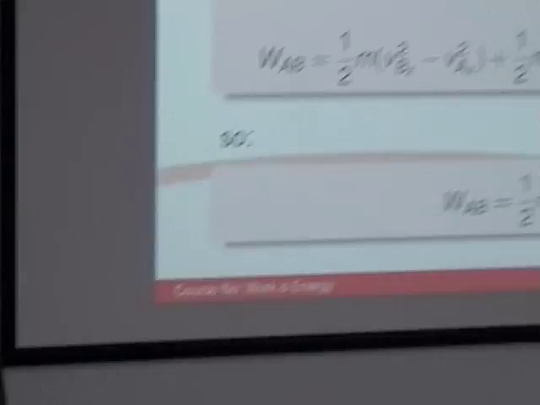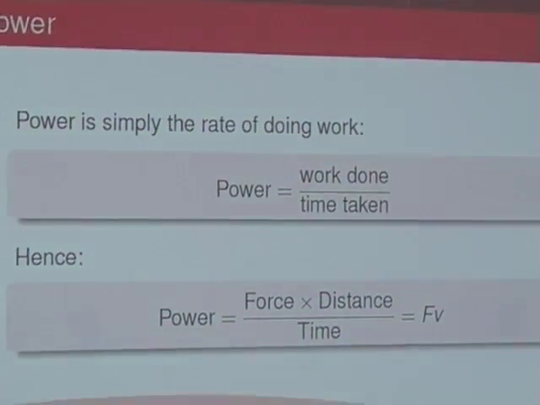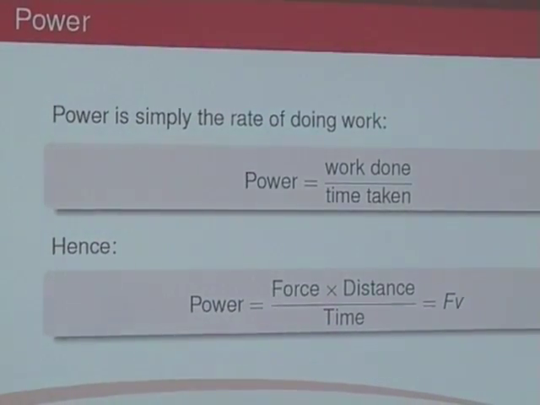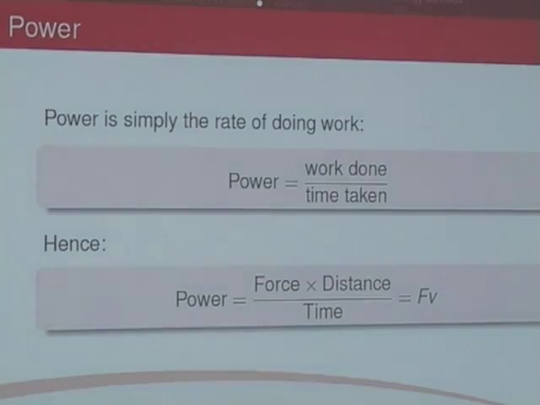So that's work. We then have something called power. And that's basically the rate of doing work. We have the work done divided by the time it takes, and that gives us what we know as power. And that leads on to something else, which is quite nice. We know work is force times distance, and power is force times distance divided by time. Well, if we ignore force, what's distance divided by time? It's velocity. So power is also the force times the velocity.